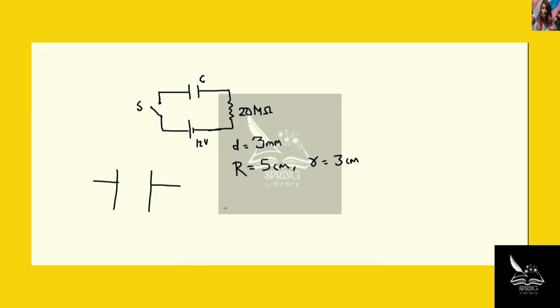So we begin by first finding the capacitance. Let's find the capacitance of this. That is given by the formula for a parallel plate capacitor as epsilon naught A over d, and A in this case is pi R squared. A mere substitution gives 2.318 times 10 power minus 11 farads.